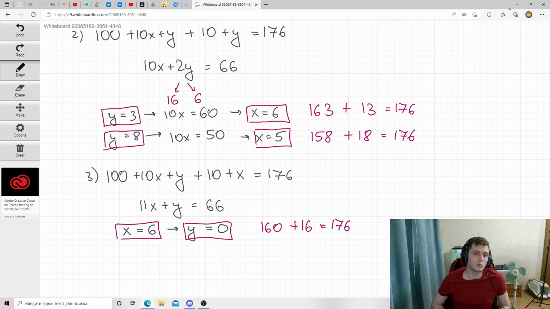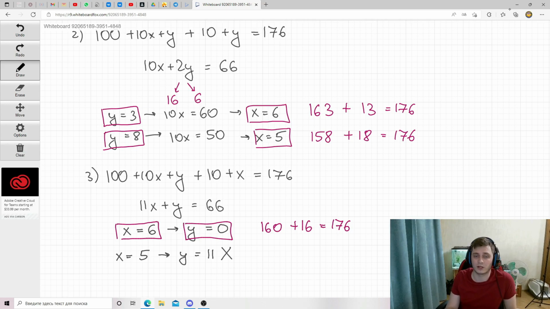Finally, let's examine the case when x is less than 6. We can see that if x equals 5 or less, then y equals 11 or more. So this cannot be true, because y is a digit. Therefore, further examination of y has absolutely no sense.